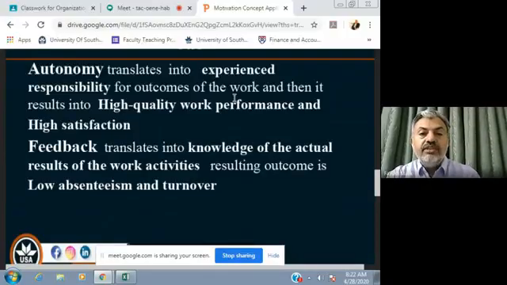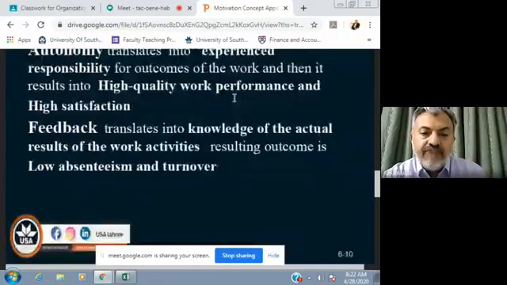Why? Because you are performing tasks on your own, and the teacher is rewarding you appropriately. That's why you are happy and you are motivated. You are producing high quality work performance, and you are highly satisfied with the task that you are performing. That's why there will be low absenteeism. You will not miss classes, and there will be low turnover. You will not switch from that organization to another organization in a short span of time.